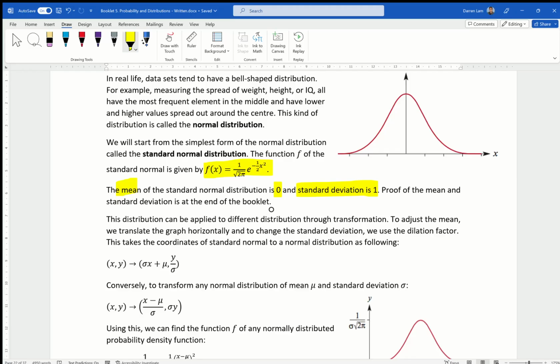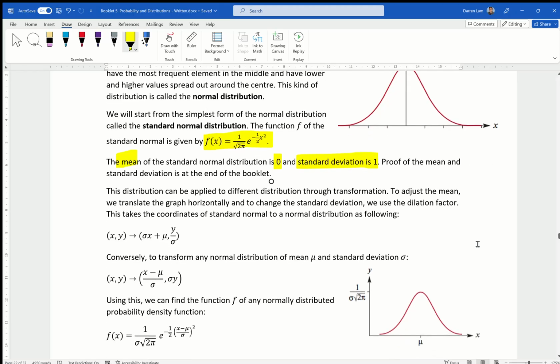This distribution can be applied to different distributions through transformation. To adjust the mean, we translate the graph horizontally, and to change the standard deviation, we use a dilation factor. In other words, for example, if our mean is very, very large, we just move the whole graph to the right. If our standard deviation is very large, we just dilate that graph so it's very wide, right? We just apply the same ideas.